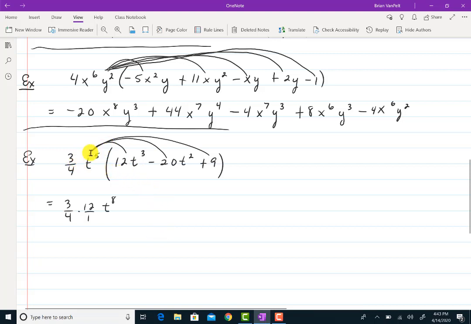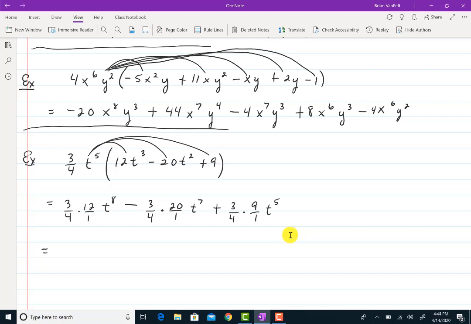Next, I'm going to go on the next one. I'm going to have 3/4 t to the 5th times negative 20t squared. So I'm going to have a minus. The number part, I'm going to have 3/4 times 20. I'll put 20 as over 1 to make that easier. T to the 5th times t squared is t to the 7th. And then finally, for the last part, I don't have any t to pair it up with, but I do have 3/4 times 9. I'll write it as 9 over 1, and the t to the 5th is along for the ride.